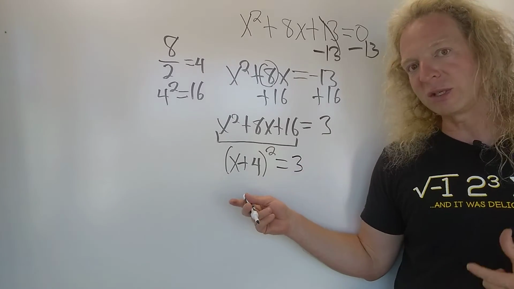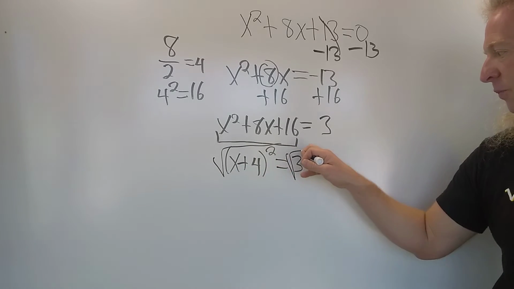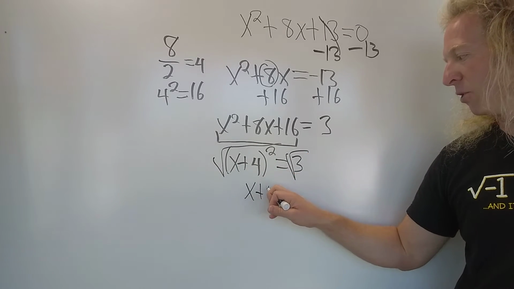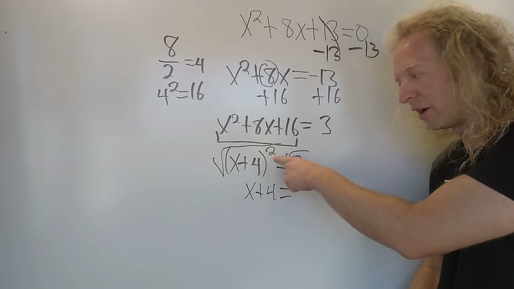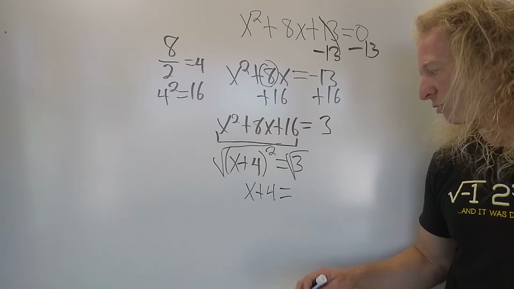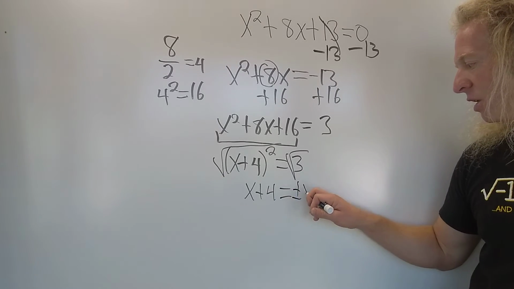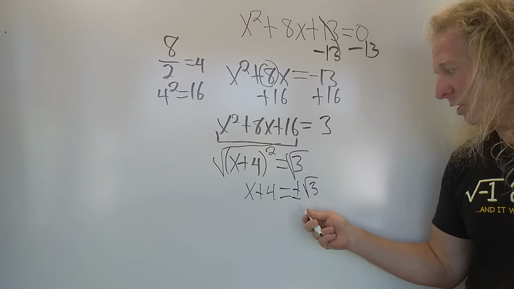Once you get here, you can use something called the square root property. Basically, you take the square root of both sides to get rid of the 2. When you do that, you get x plus 4, and whenever you take the square root, you get a plus or minus. When you take the square root of a variable squared, you get a plus or minus. So this is going to be plus or minus the square root of 3. So take the square root to get rid of the 2. Don't forget the plus or minus.